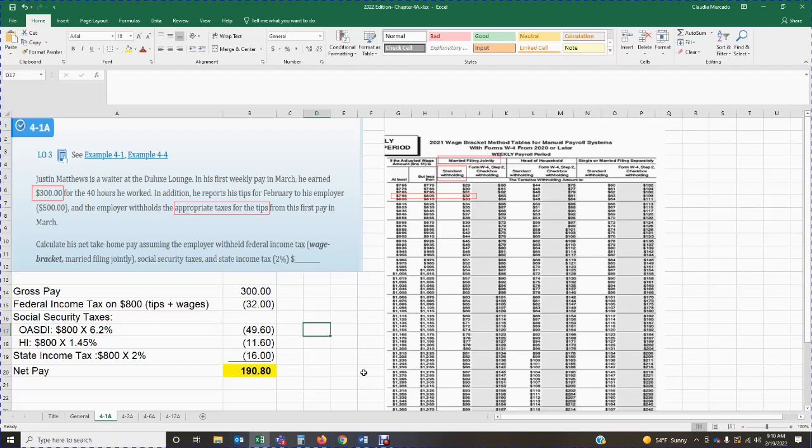Okay, so that is basically it for this problem. Very straightforward. We've already covered how to do Social Security taxes in the last chapter. In this particular chapter, we are introducing federal income tax, and in this problem, we are introducing the wage bracket method, which is just going to the tables and picking out numbers from the tables based on the information provided. Okay, so that is basically it.